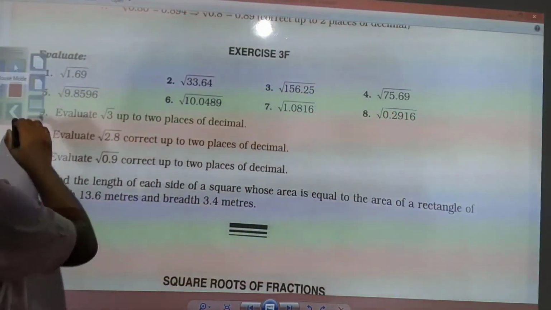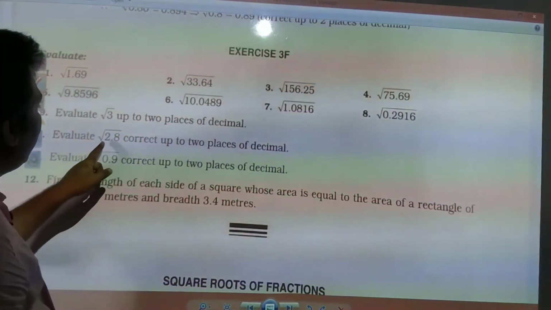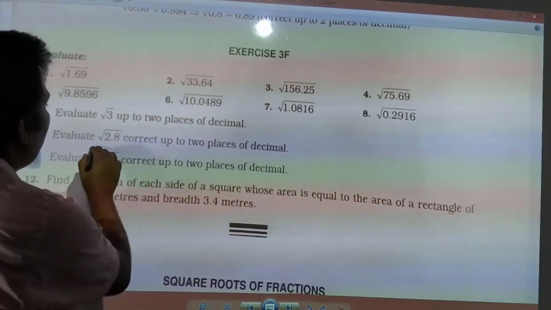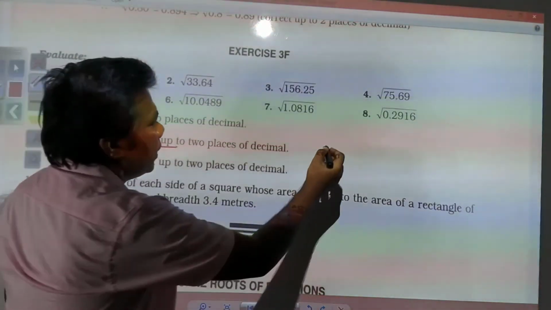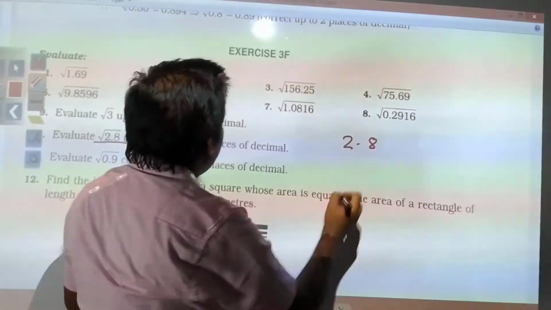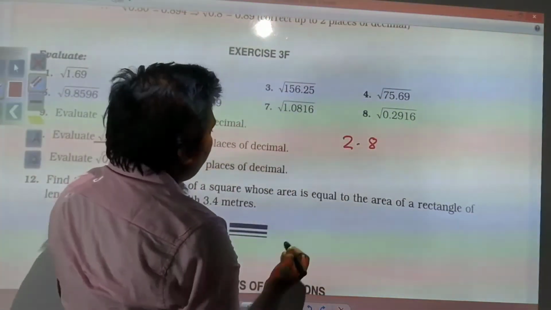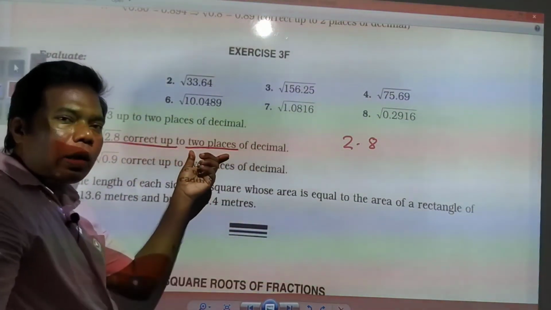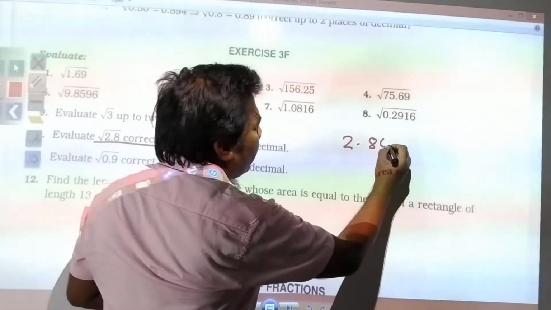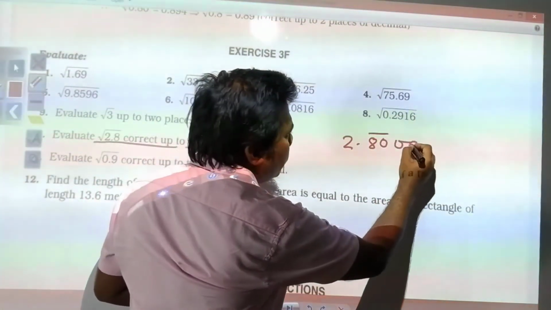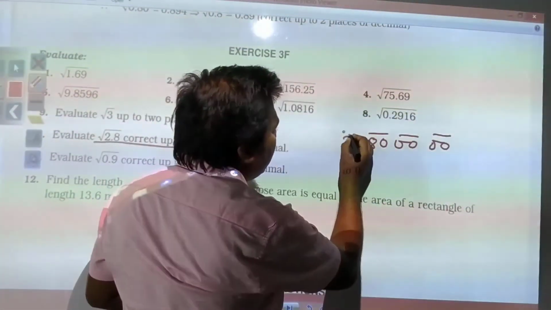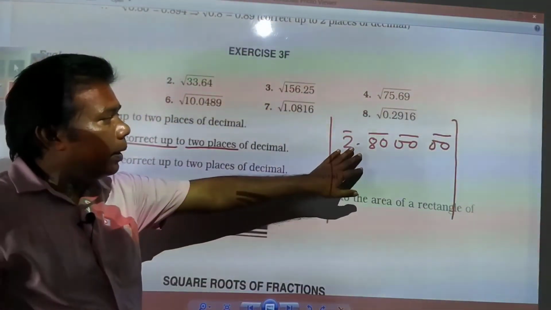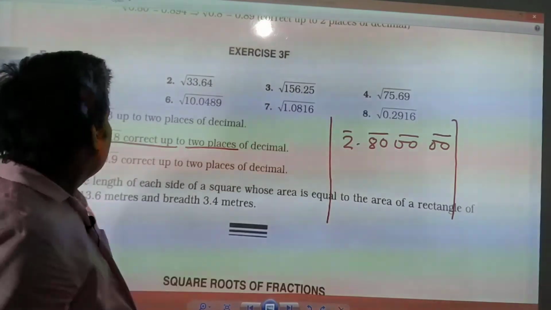Next you see, evaluate root under 2.8, correct up to 2 places of decimal. I hope you will be able to do like this. You will do 2.8 you have. So here single digit you have, 3 places you need to find out because it has been asked for 2 places, then you will round off. So this will be like this, 0 0 then 0 0, and in this way you need to do and you need to find out. So I hope you will be able to do, try to do and complete.